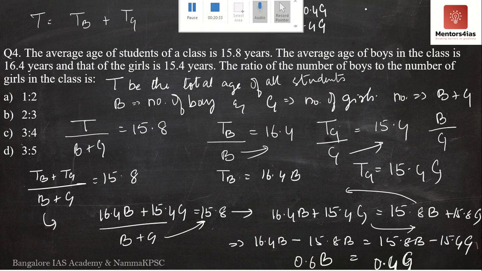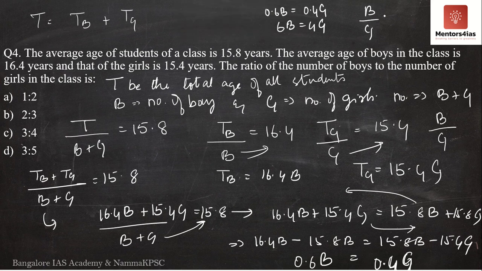Or what can I write this as? I can write this as B by G is equal to 4 by 6. I'm going to take 6 here and G here. B by G is equal to 4 by 6, or it is equal to 2 by 3. Therefore, the ratio of the number of girls to the number of boys in the class is what? It is 2:3. The correct option is option B. So I hope this is clear now. The correct answer is 2:3.